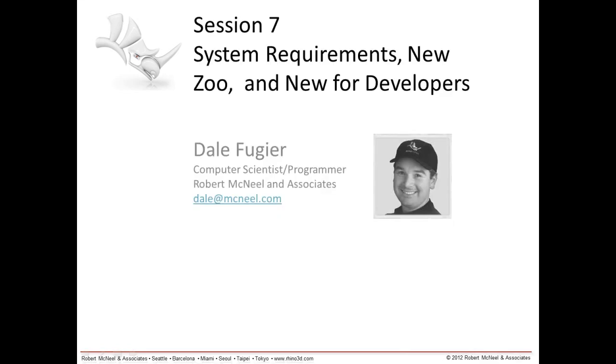My name is Dale Fugier, and I want to give you an idea of what's new with the Zoo for Rhino 5.0. The Zoo is a network license manager. What it does is allow you to share licenses amongst different copies of Rhino on your network. The reason that you might want to use a Zoo server is if you had more users or potential users of Rhino than you did have licenses of Rhino.